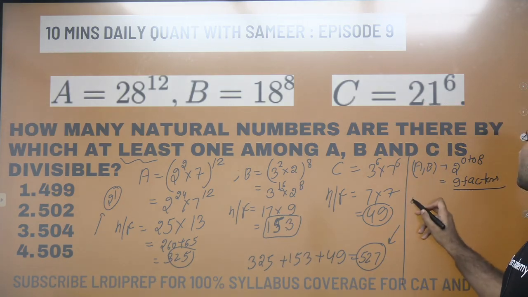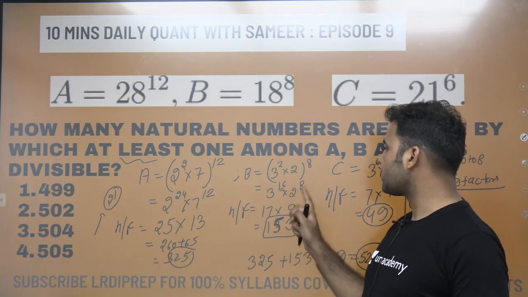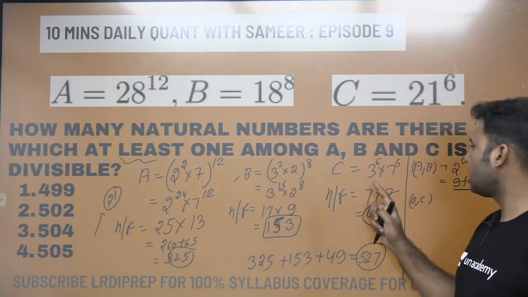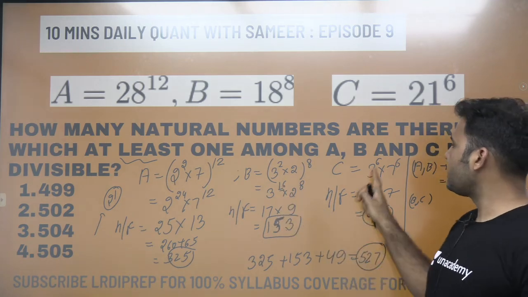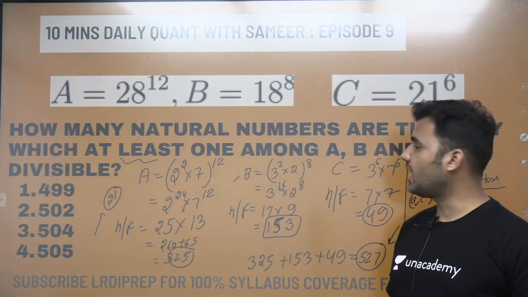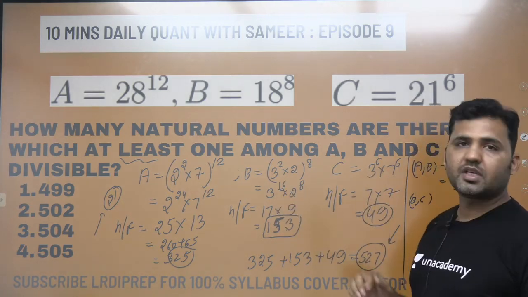Similarly, if you look at the common factor of B and C, B here is 3 power 16, 2 power 8, and C is 3 power 6 and 7 power 6. You can see that 3 power is common in both of these two values. 3 as a prime number is common. Here the power of 3 is 16, here the power of 3 is 6.